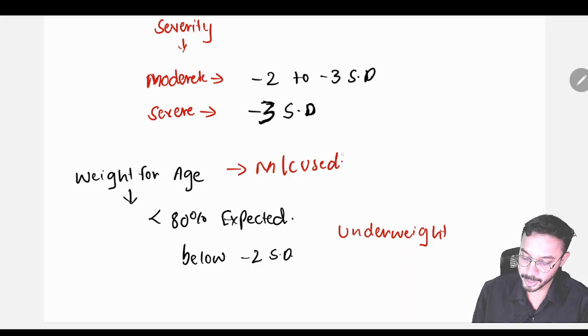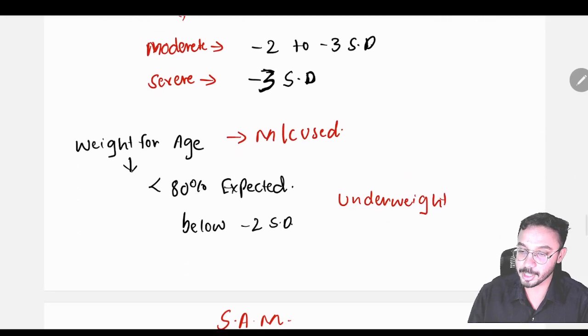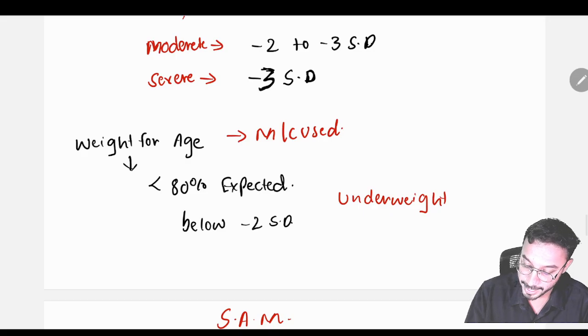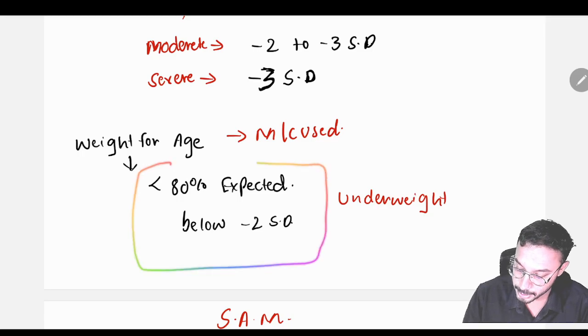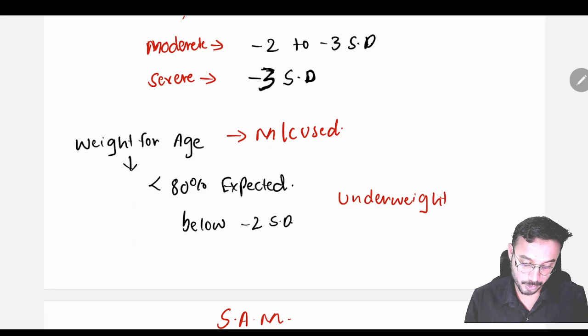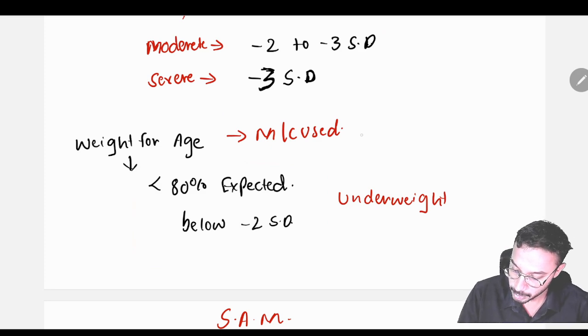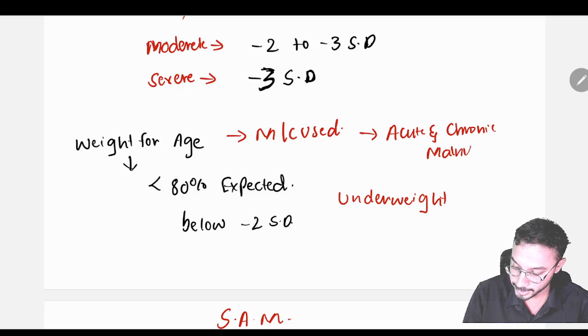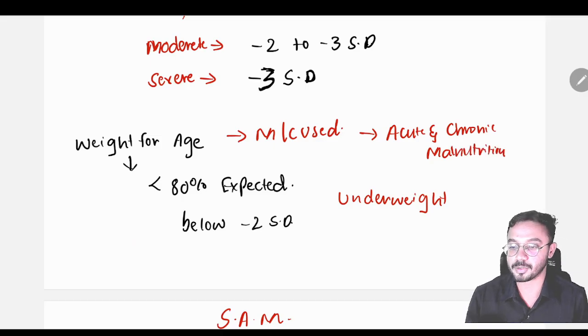Okay, so weight for age is the most commonly used chart. If the weight for age falls at less than 80% and below, that is known as underweight. Very important, whatever I am teaching. This is most commonly used to know both acute and chronic malnutrition. What does it indicate? Weight for age: acute and chronic malnutrition.